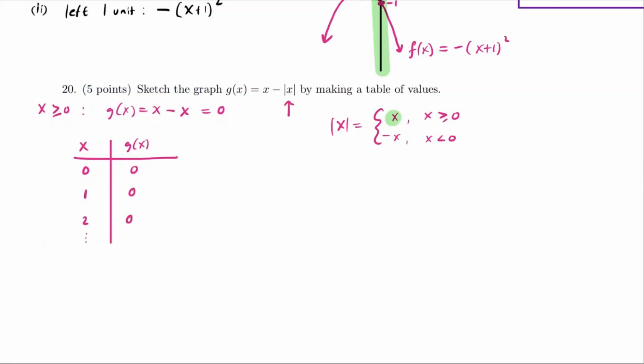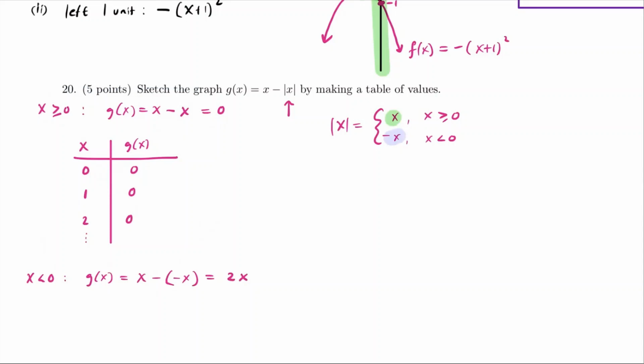Now, what if x is less than 0? Well, when x is less than 0, my function g of x is going to be defined as x minus the absolute value of x. So I replace the absolute value of x now with negative x. So that's going to be x minus negative x, just like that. And this will simplify the function to 2x, because negative times negative is positive. So x plus x, that's 2x.